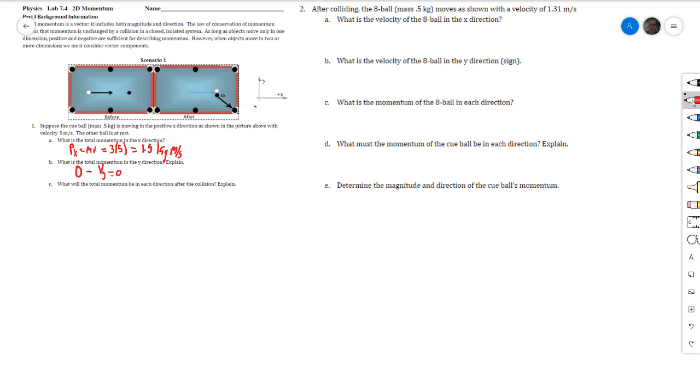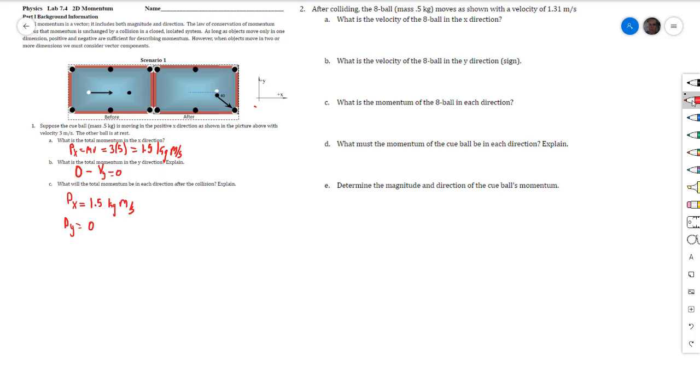What will the total momentum be in each direction after the collision? Well, since momentum is conserved, the total momentum in x is unchanged by the collision, so 1.5 kilogram meters per second. And in y, the total momentum is still 0. Doesn't mean individually the pieces aren't moving. It just means that they will sum back to 0.